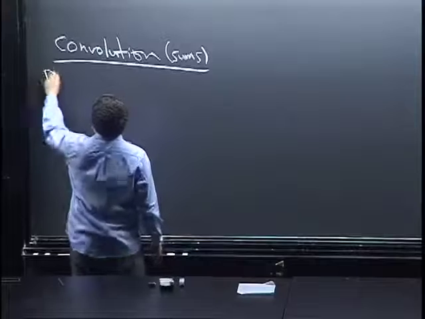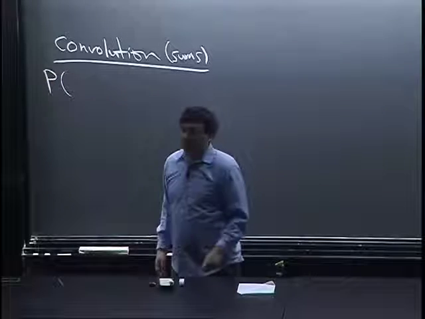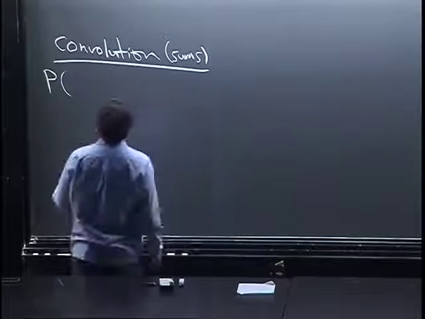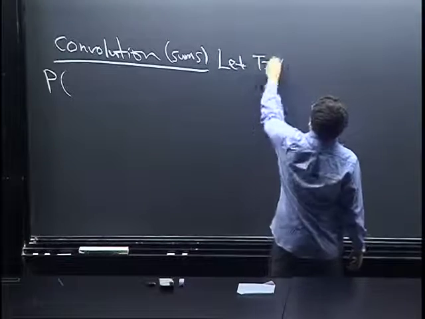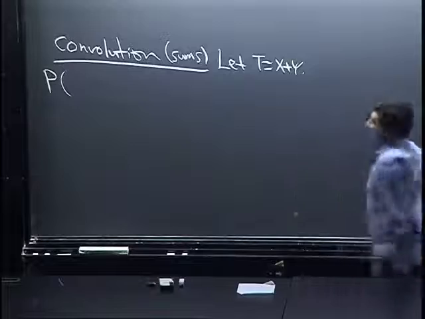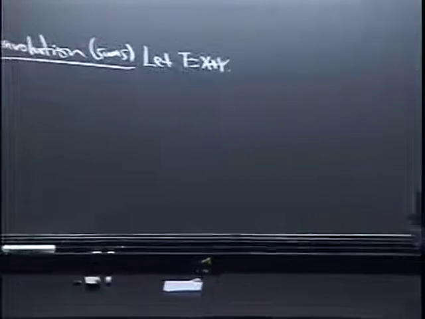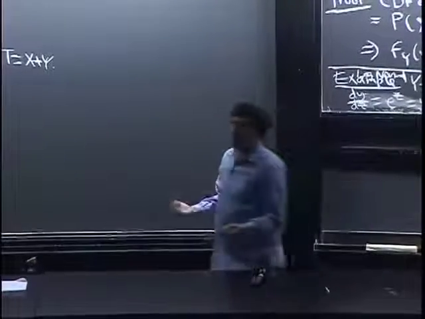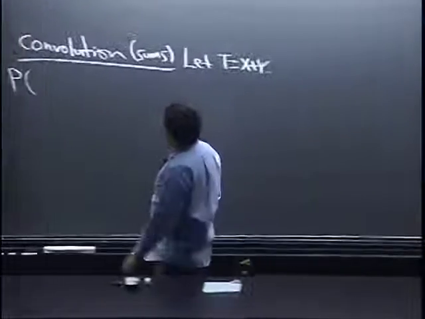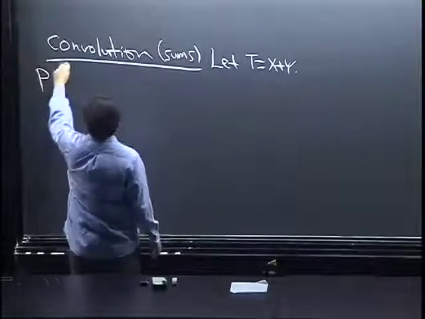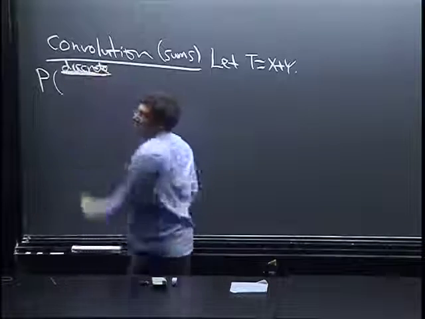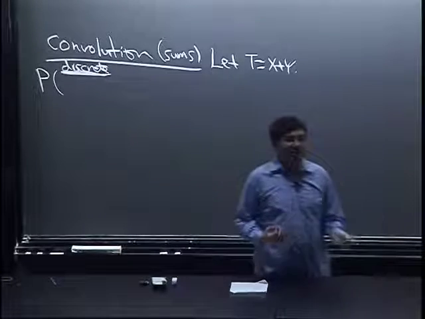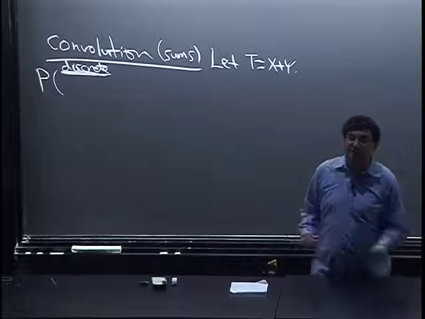So in the discrete case, we've already done calculations like this. Let's let T equal X plus Y. And we want to know the distribution of T, assuming we know the distribution of X and the distribution of Y. That's called a convolution. In the discrete case, we can just immediately write down a formula. It may be a messy formula. It may or may not be something we can actually do, but at least we have an expression.